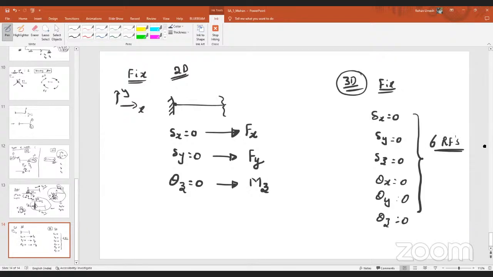Now, is it clear about the resisting forces for the traditional cases like roller support, hinge support, and fixed support? Fine, right?